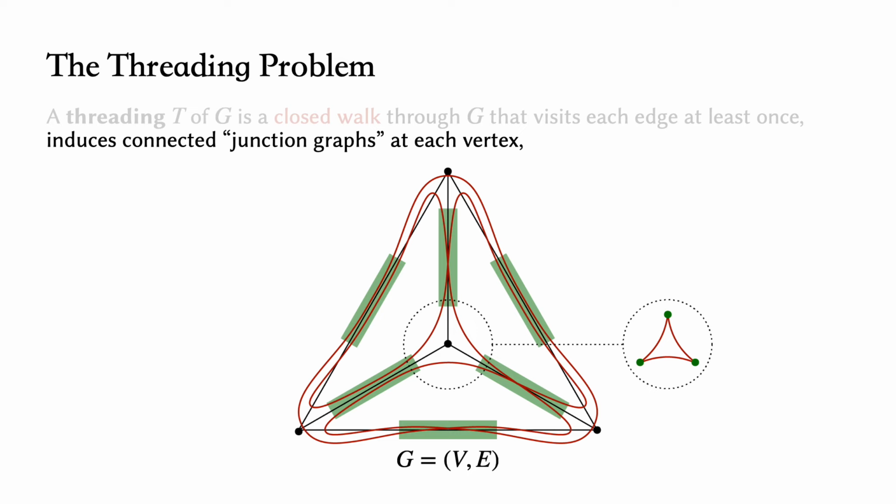We underscore that a threading must induce junction graphs that are connected. That is, these junction graphs must contain at least a spanning tree. We see that this is indeed the case for the junction graph circled on the slide. It is a cycle.